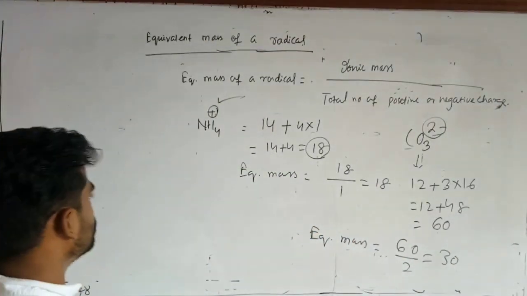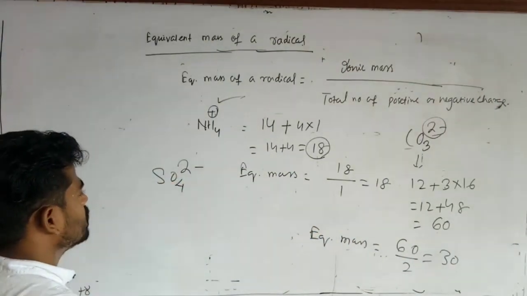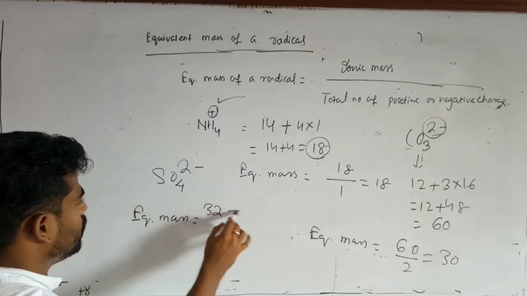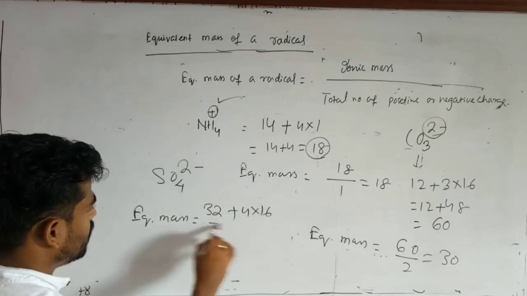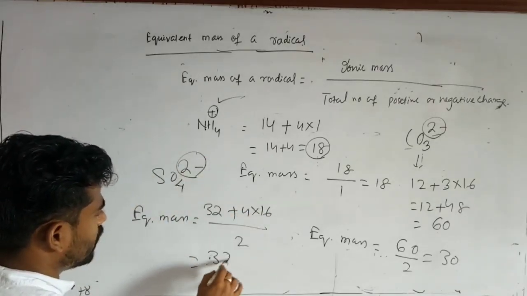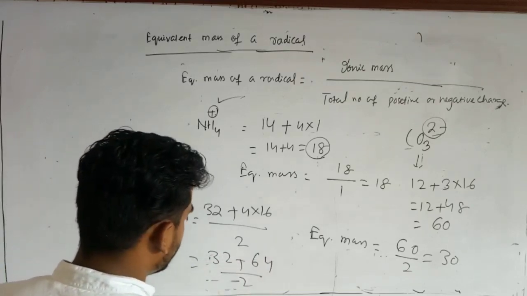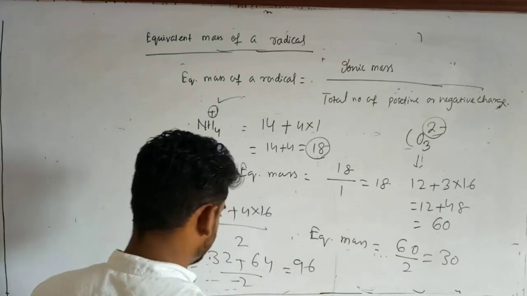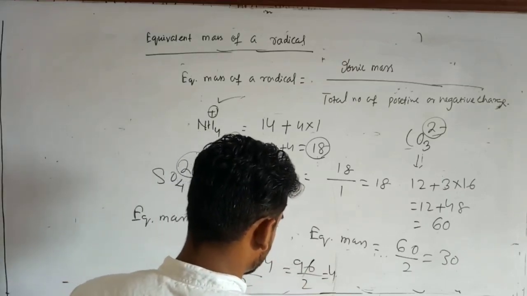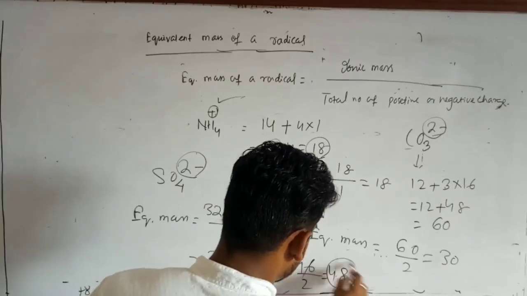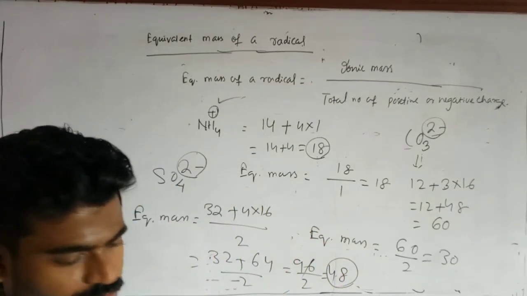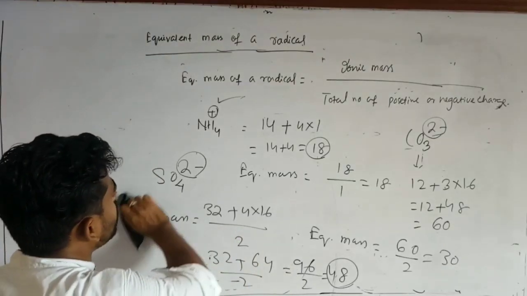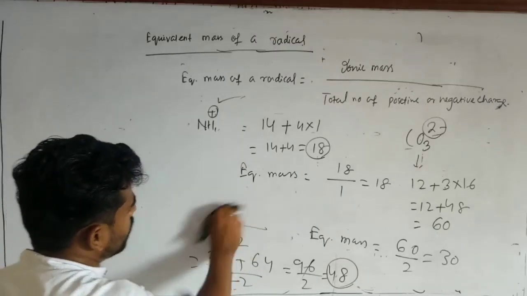Okay, so if I ask you to calculate for SO4 2 minus, then the equivalent mass is equal to sulfur 32 plus 4 into 16 divided by 2, that is equal to 32 plus 64 divided by 2, that will be equal to 96 divided by 2, that will be 48. Okay, so this is how you calculate equivalent mass of radical or ion.